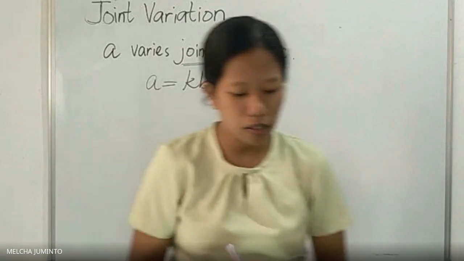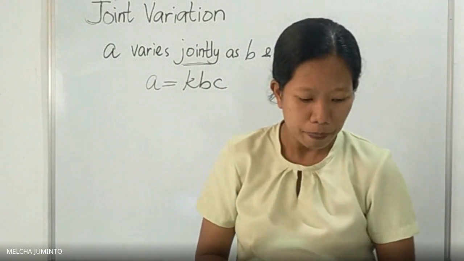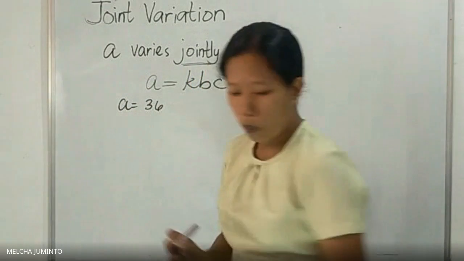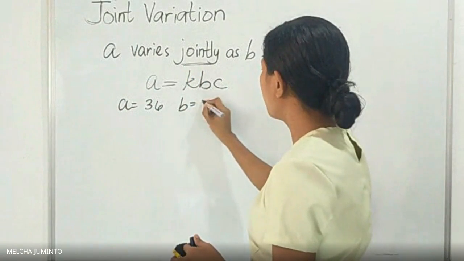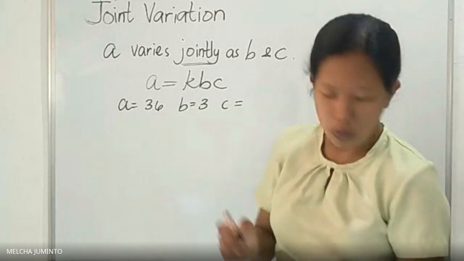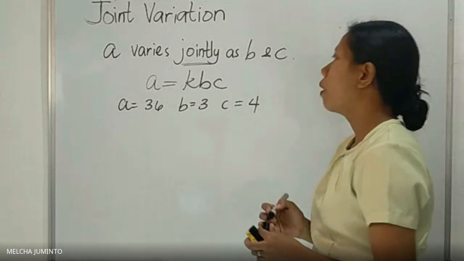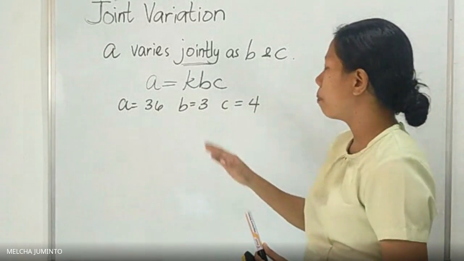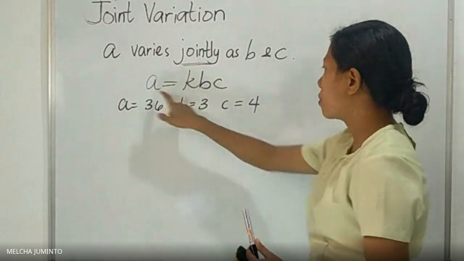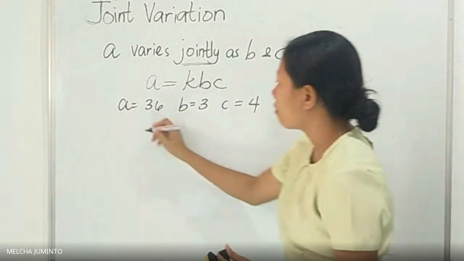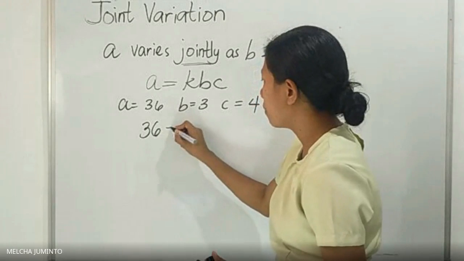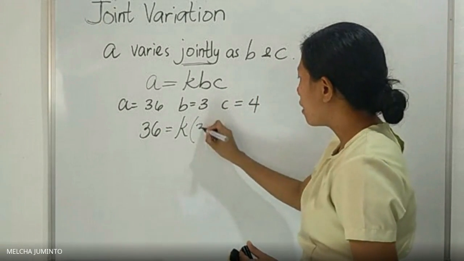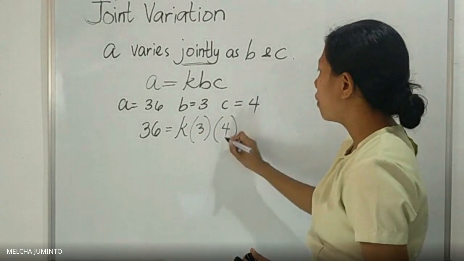And then in this case, there are given values for A, B, and C. A is 36 when B is 3 and C is equal to 4. So we have these three given values. What we need to do is to find the equation of the variation. So to do that, we simply need to replace these three numbers to A, B, and C respectively. So we have A will become 36 from the given, K is still K, the constant, and B will become 3, and then C will be 4.